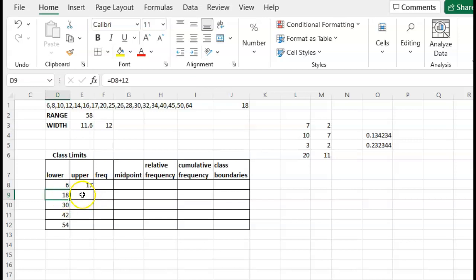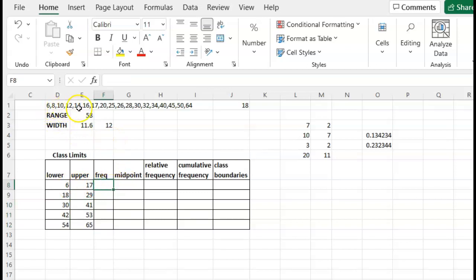I have the equation that says take the guy above it and add 12. So if I copy this over here, it has adjusted to say take E8 and add 12 to it. And I'm just going to take that and copy that down to these three. So we're ending up with the same classes that we had on the previous video. And now the frequency is just a manual labor of counting.